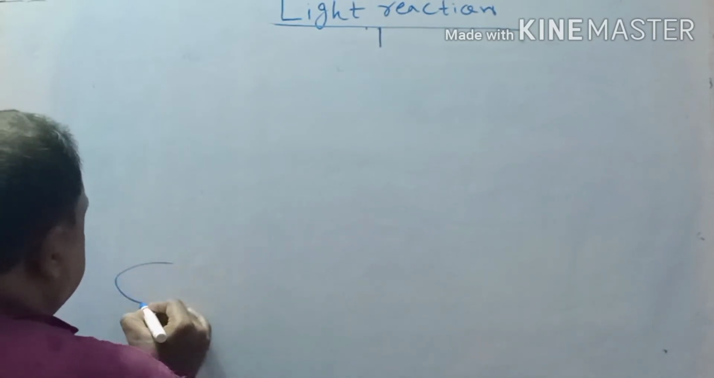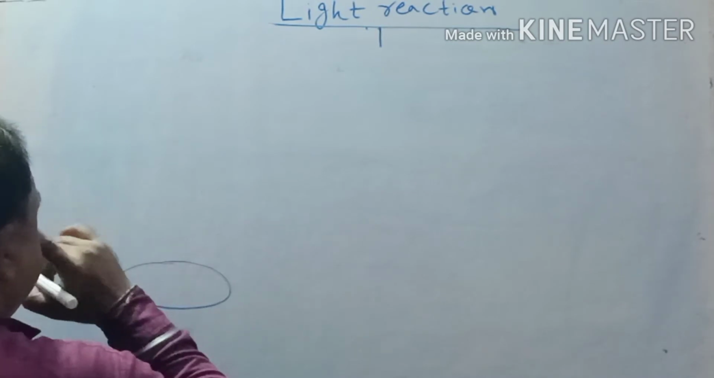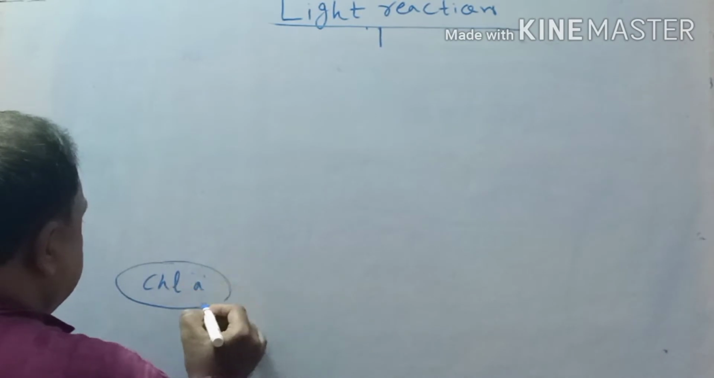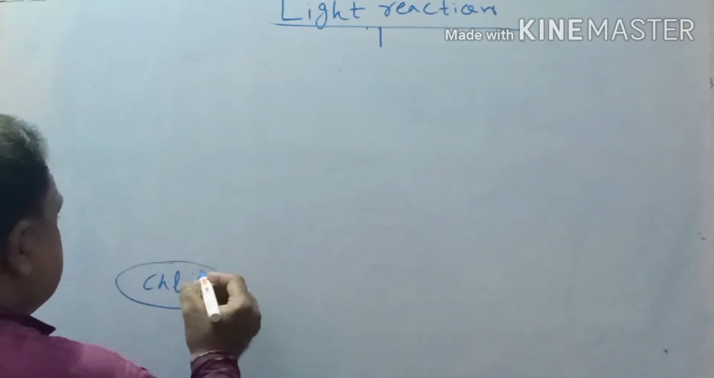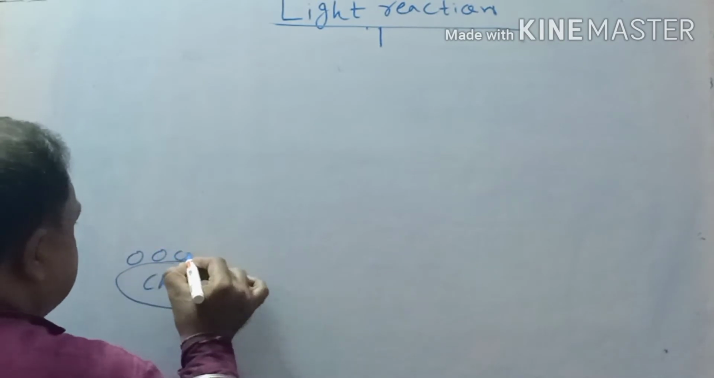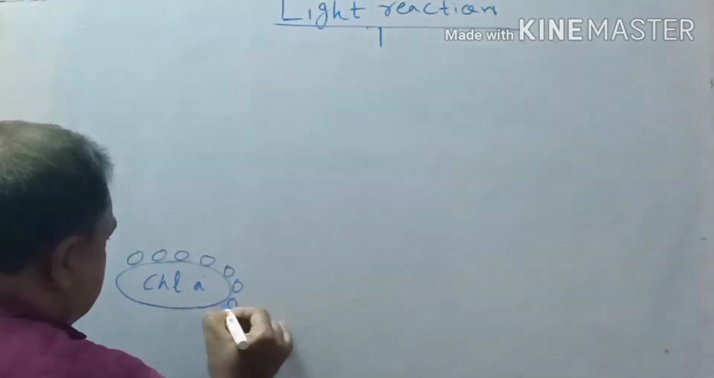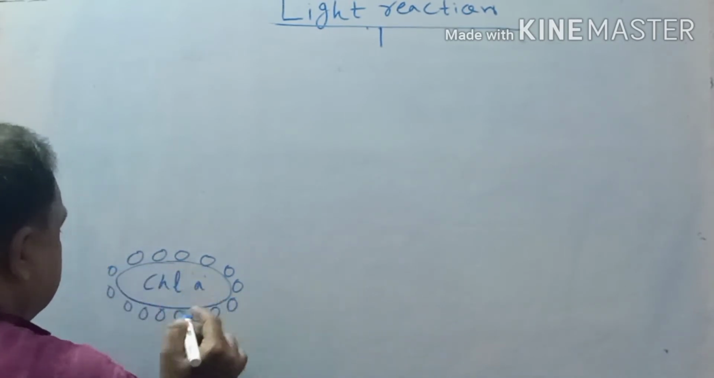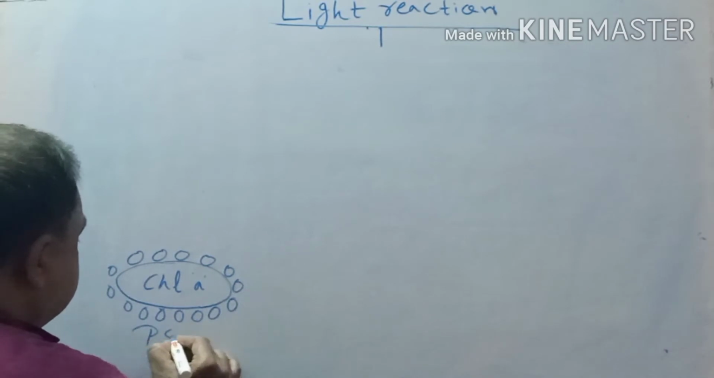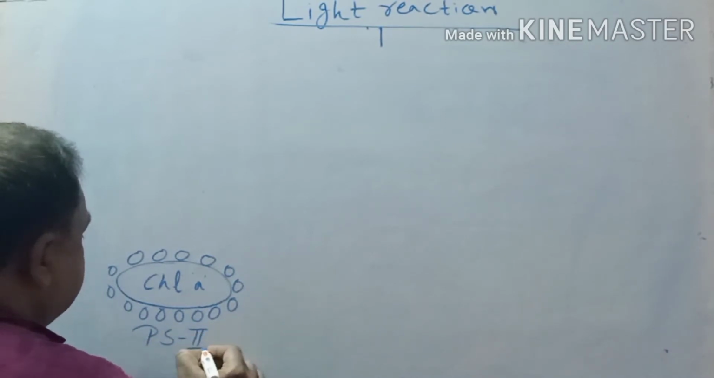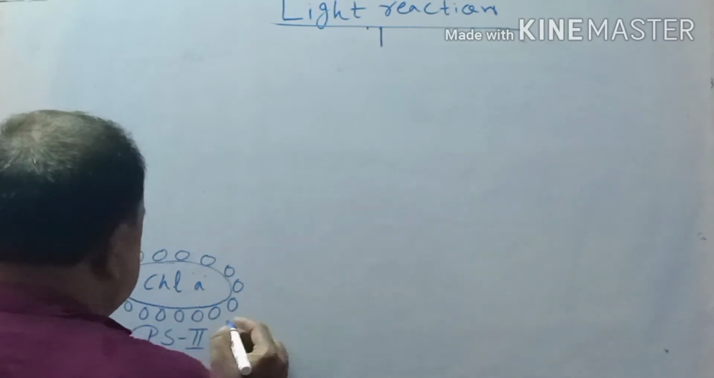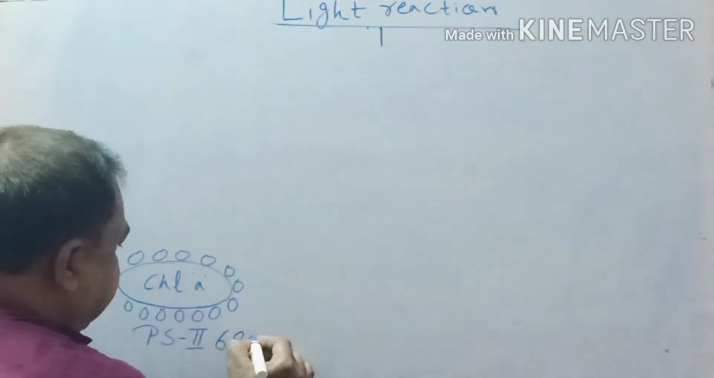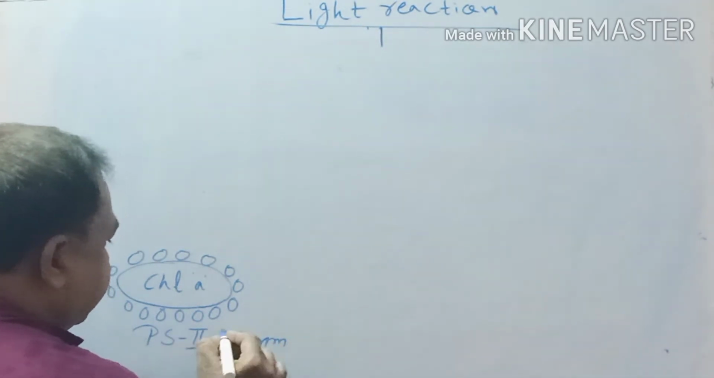First of all, here chlorophyll A, which is known as the reaction center, and accessory pigments or other pigment molecules, along with PS second, that means photosystem second, and it is about 680 nanometer.